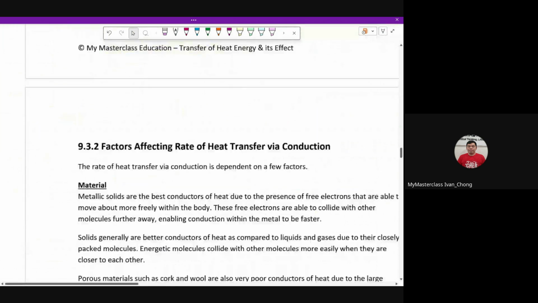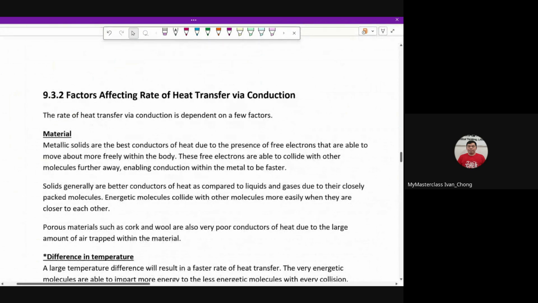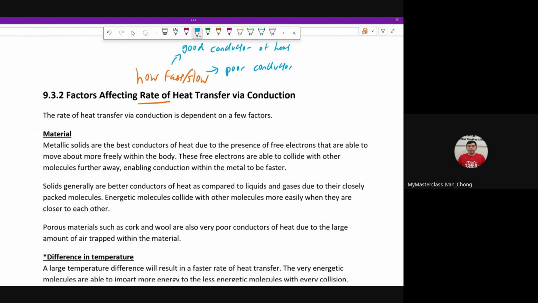Okay, so now when we talk about heat transfer itself, we're going to talk about the rate. How fast or how slow is my heat transfer? Normally when we talk about fast, we are talking about a good conductor. Slow, we are talking about a poor conductor. Good conductor of heat, poor conductor of heat.